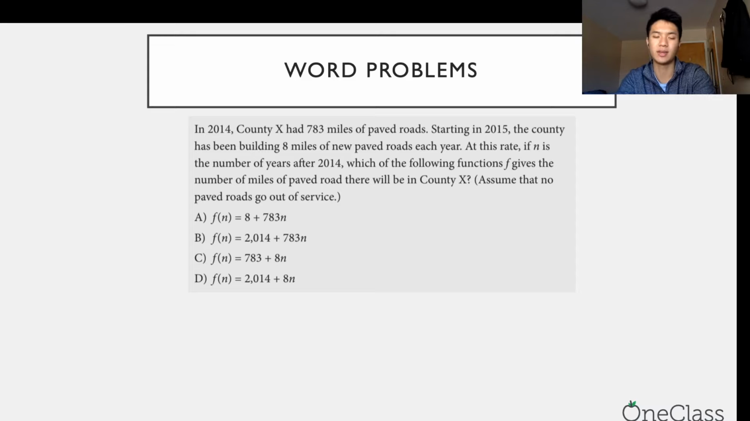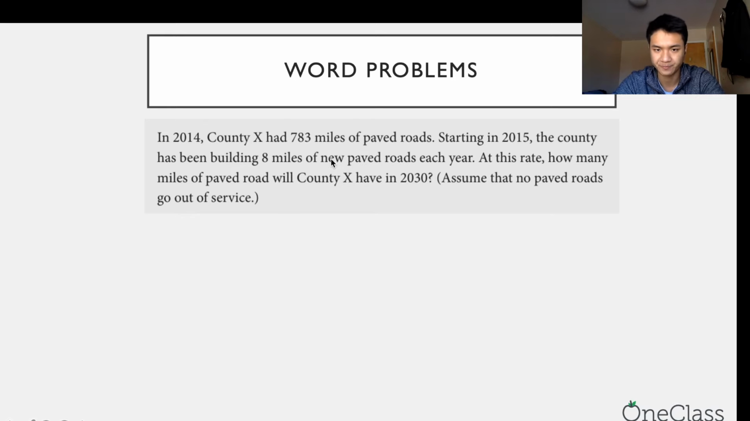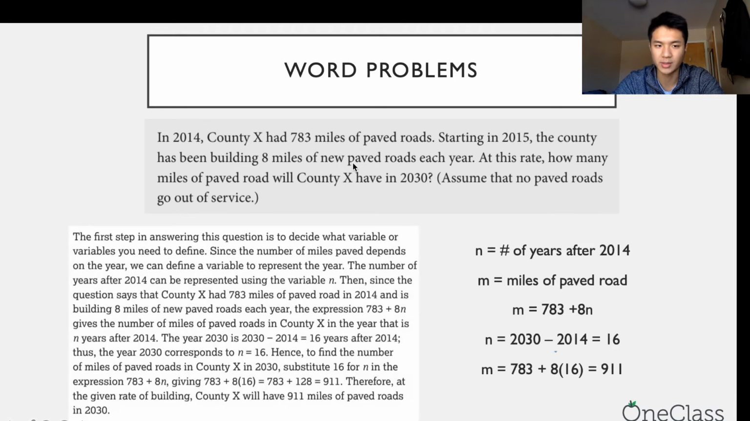So this is, I think, the most straightforward word problem that they'll ask, which is, how do you translate this block of text into an equation? Our first step, remember, was to define some variables, and we're already given one that they've defined for us, and that's n, the number of years after 2014. And so we can go through this entire process of breaking down the solution.